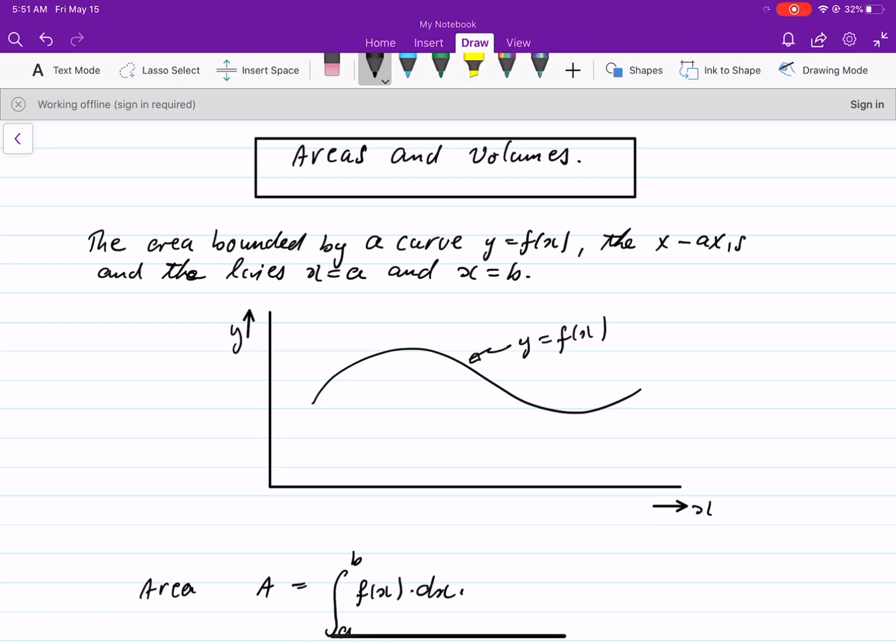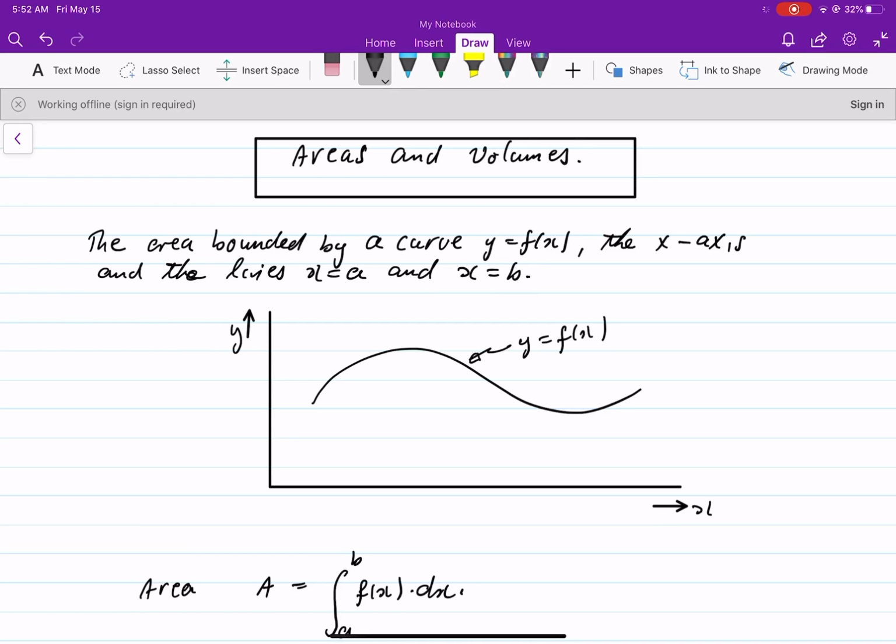We're going to first start with finding areas under curves. If you look at that first curve I have there, y is equal to some f of x. And I'm trying to find the area bounded by the curve y is equal to f of x, the x-axis, and the lines x equal a and x equal b. So the area that I'm trying to find has to be bounded on all sides. It's bounded on top by the curve. It's bounded on the bottom by the x-axis.